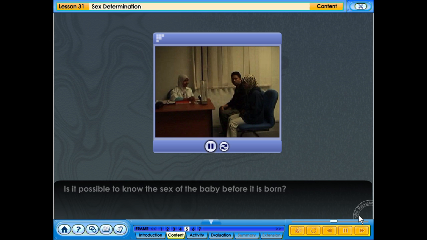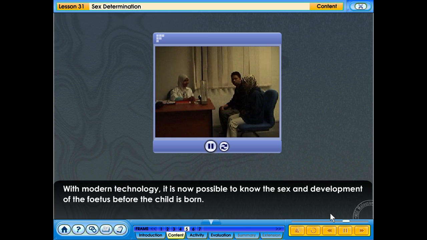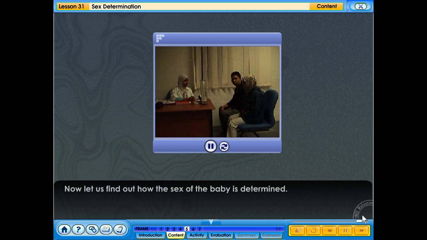How is this possible? With modern technology, it is now possible to know the sex and development of the fetus before the child is born. Now, let us find out how the sex of a baby is determined.